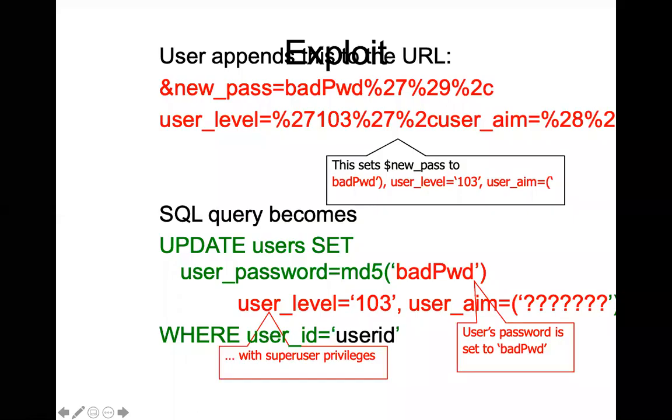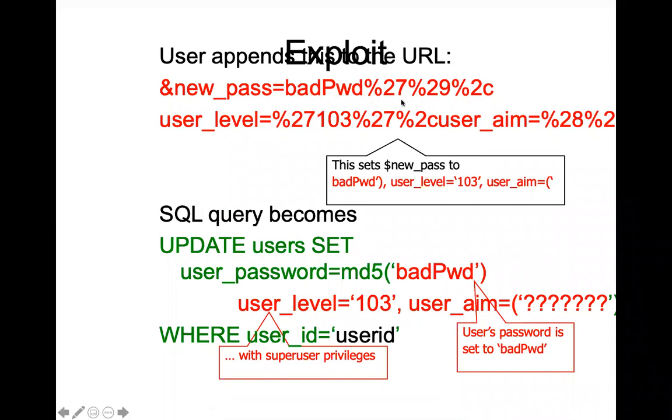Okay. So you can also set this thing over here with bad PWD and all of these ASCII characters. And what you'll find is that this SQL query ends up becoming something like this, where user update, and now it's an actual update query, not a select query. Update user password MD5 equal to bad password, and user level is equal to 103. This is super user privileges, and the user's password is set to the bad password.